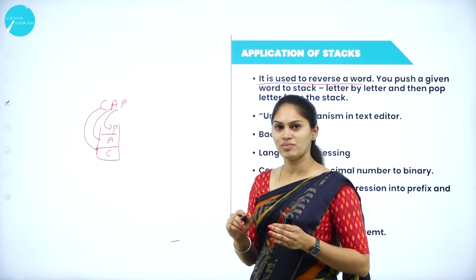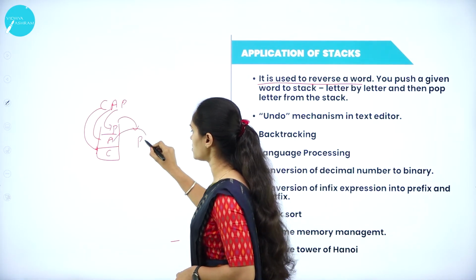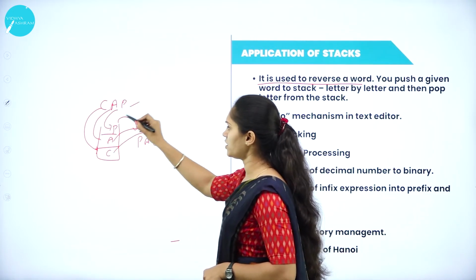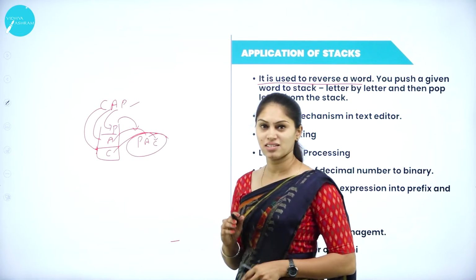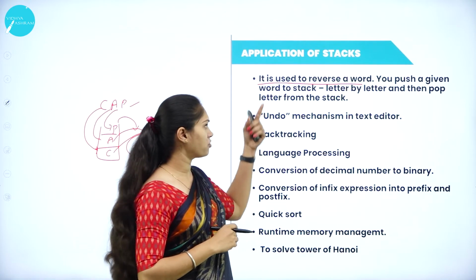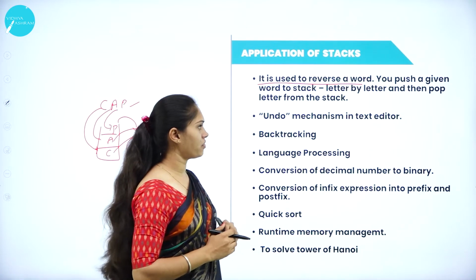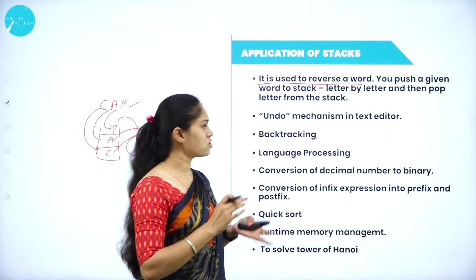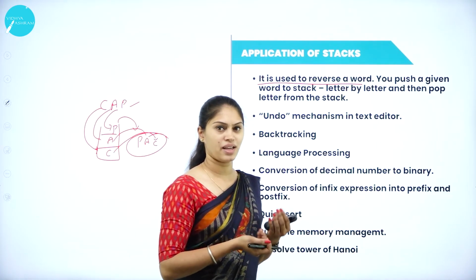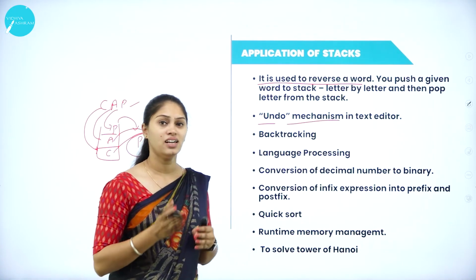And how will the pop operation happen? The topmost element will come first, then the next topmost, and next the last base value. So initially it was cap, now it becomes PAC. That means the reverse of a word can take place with the help of this stack. That is, you can use the stack concept in order to reverse a word. You can push a given word to the stack and you can just pop it out, then it just becomes reversed.